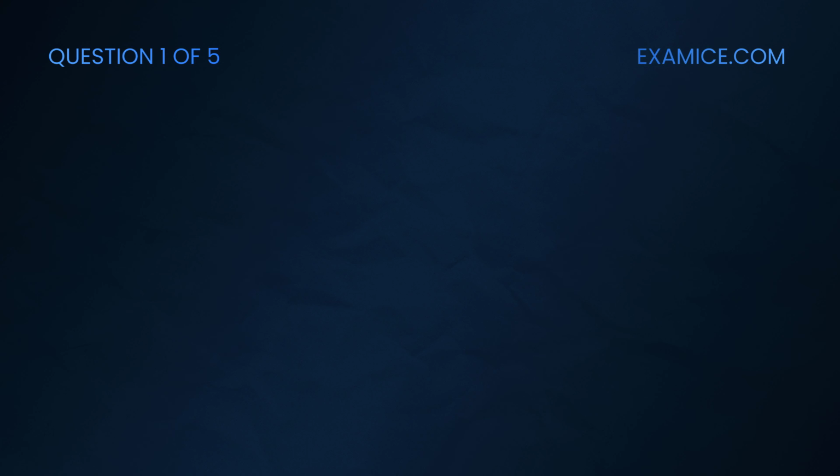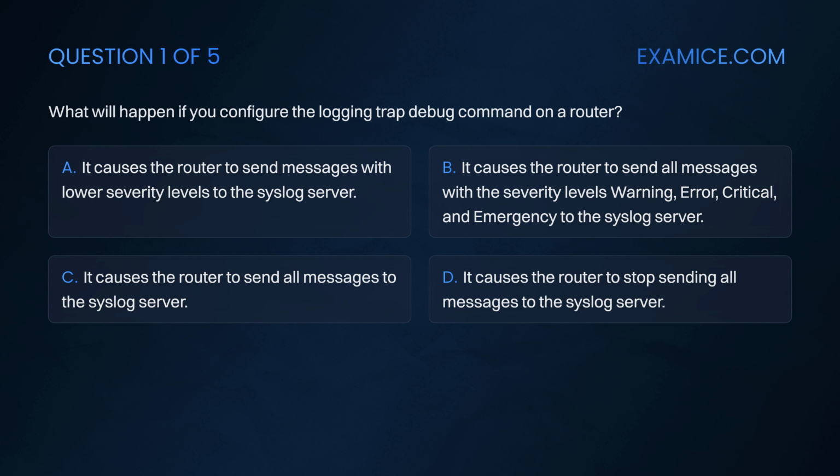Question 1. What will happen if you configure the logging trap debug command on a router? Option A. It causes the router to send messages with lower severity levels to the syslog server. Option B. It causes the router to send all messages with the severity levels warning, error, critical, and emergency to the syslog server. Option C. It causes the router to send all messages to the syslog server. Option D. It causes the router to stop sending all messages to the syslog server.